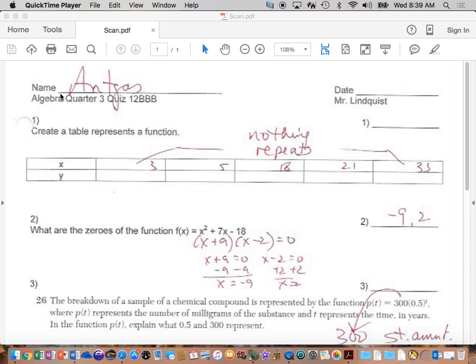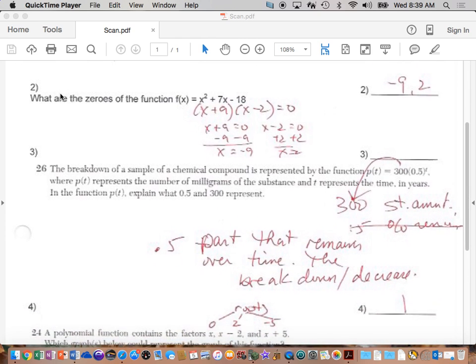Very, very brief lesson part. Most of what we're doing today is working on that pretest, but I do want to take a moment to look at your quiz and talk about it together. Now, the key to number one, and I do think every kid got this right, is nothing can repeat on the inputs, the x's. You can have whatever you want in there as long as nothing repeats.